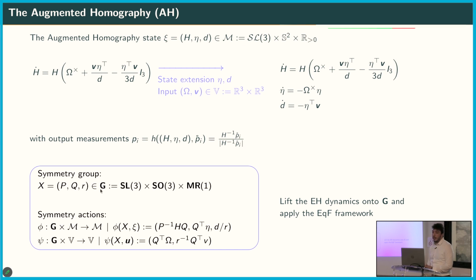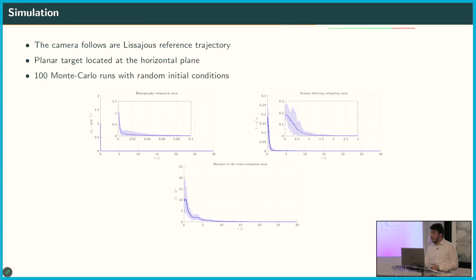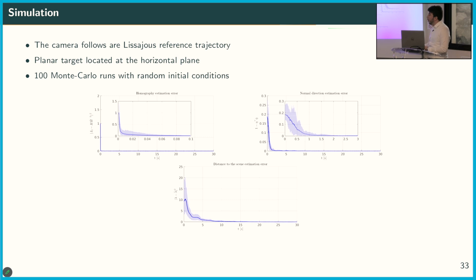So the calculations are a bit lengthy. The expressions are very long, so I'm not going to give them to you. But they're all in the thesis. So we run some simulations for this, and we basically run a Monte Carlo simulation where we have a camera following a Lissajous trajectory, and we can see that all the estimation errors are converging to 0. So even the normal direction and the distance are all converging to 0.